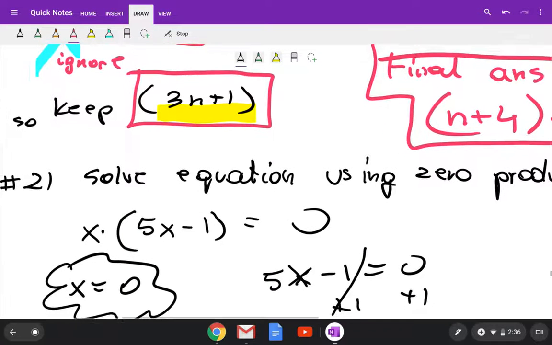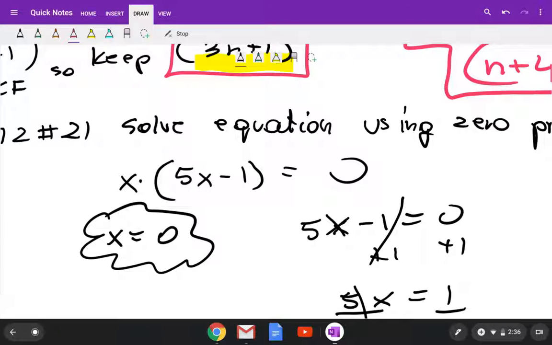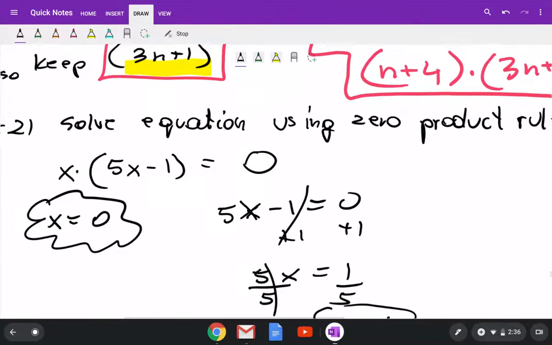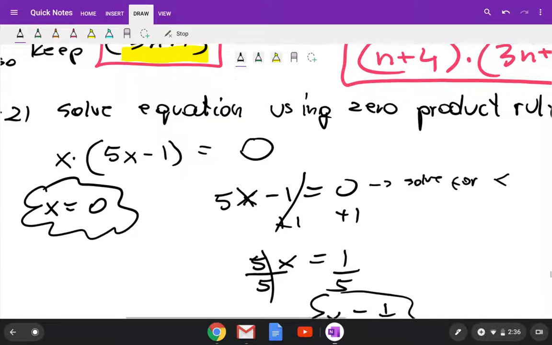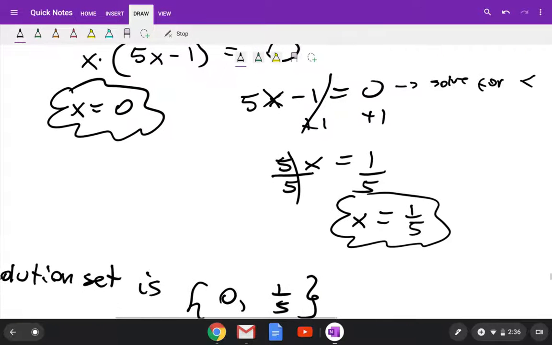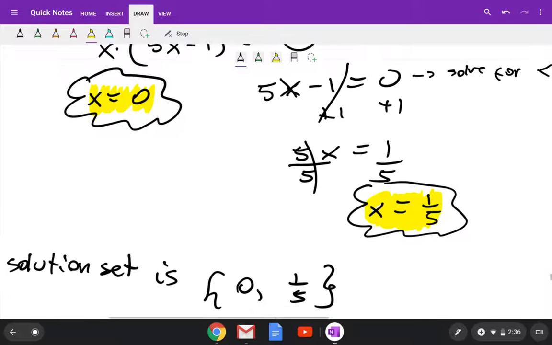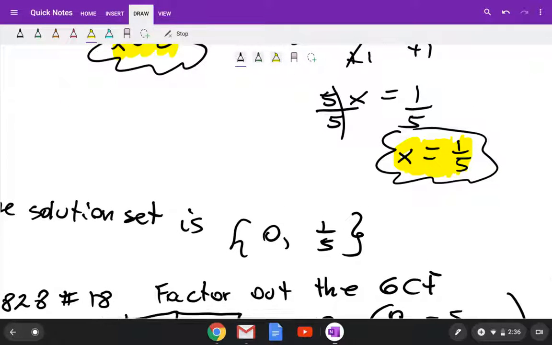So how are you going to solve it? You're going to take each factor and make it equal 0. So we have x equals 0, which is the first solution. And then you have 5x minus 1 equals 0. You're solving for x. And that will give you x equal 1 over 5. So we have two nice solutions, x equals 0 and x equals 1 over 5, and that's going to be our final answer. The solution set is 0 and 1 over 5.